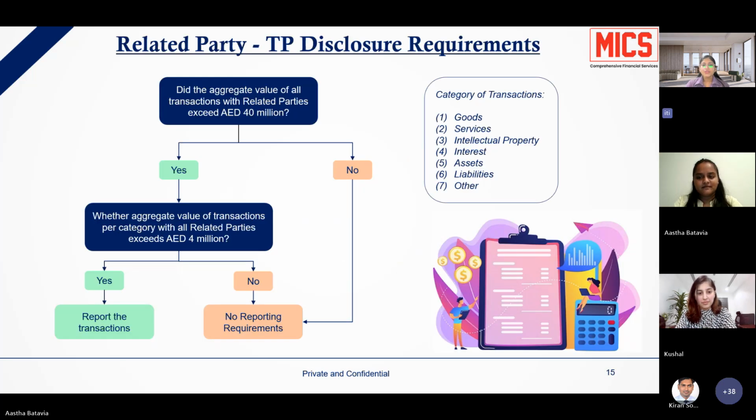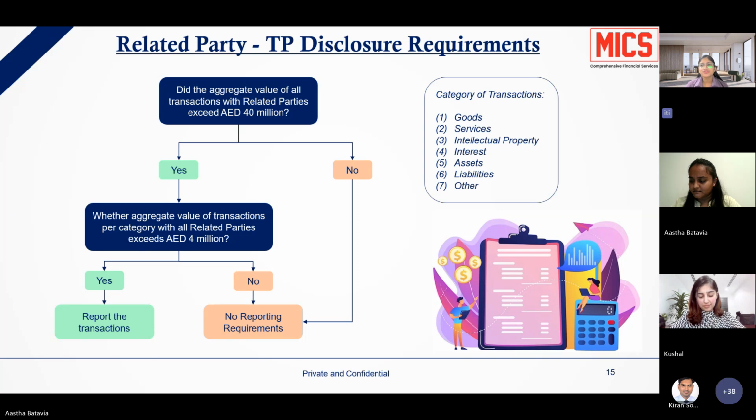Yes. So, under UAE corporate tax law, it is mandatory for every company to disclose their related party transactions in the TP disclosure form along with the corporate tax return. So I want to ask a question at this point of time. If I am having a transaction with my related party of just AED 10,000, in that case also, do I need to report that transaction?